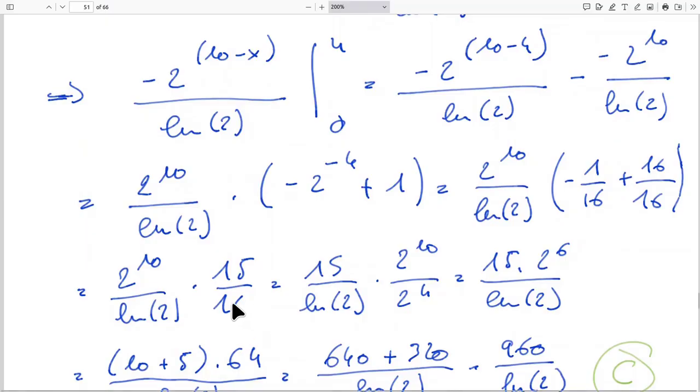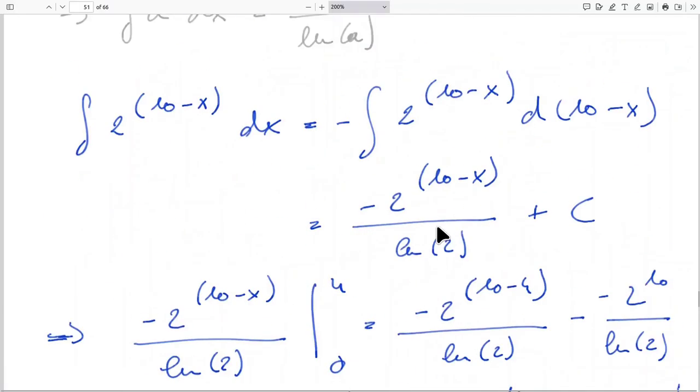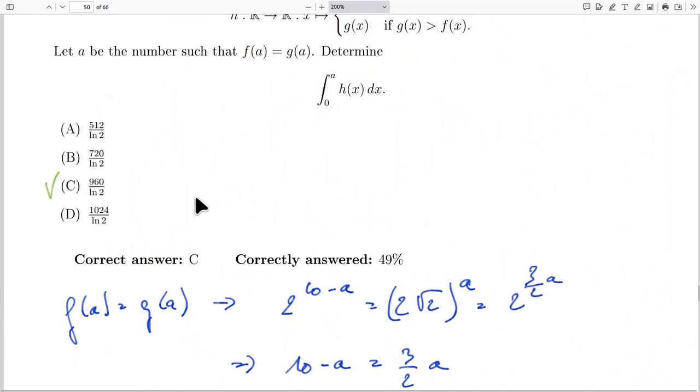Okay, so 16 is 2 to the power of 4, and then we have power of 10 here, so that leaves us with 10 minus 4, so 15 times 2 to the power of 6 over ln 2. 2 to the power of 6 is 64. 15 is 10 plus 5, so that gives us 640 plus 320, the half of it, or 960 all over ln 2, and 960 over ln 2 is answer C.